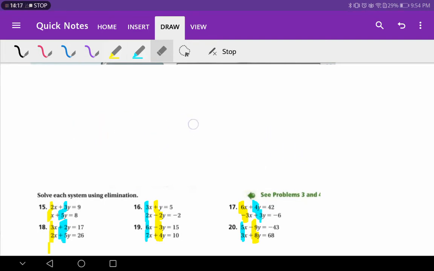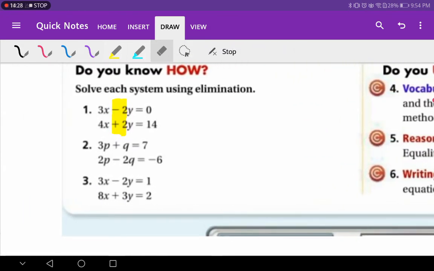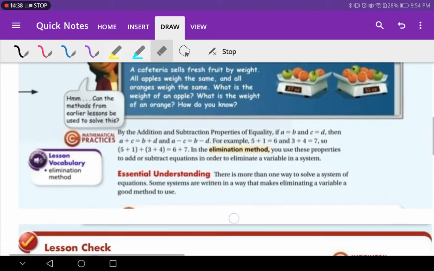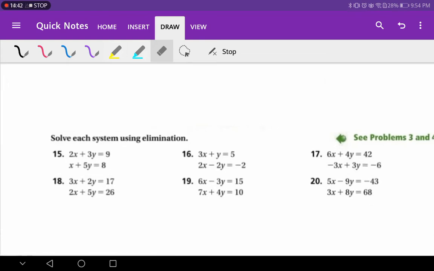So teacher, now you will teach us what we do if we don't have an equation like this, for example, where one of the variables has the same number with different sign to add directly. So what do we need to do, teacher? I will tell you now with the next question.